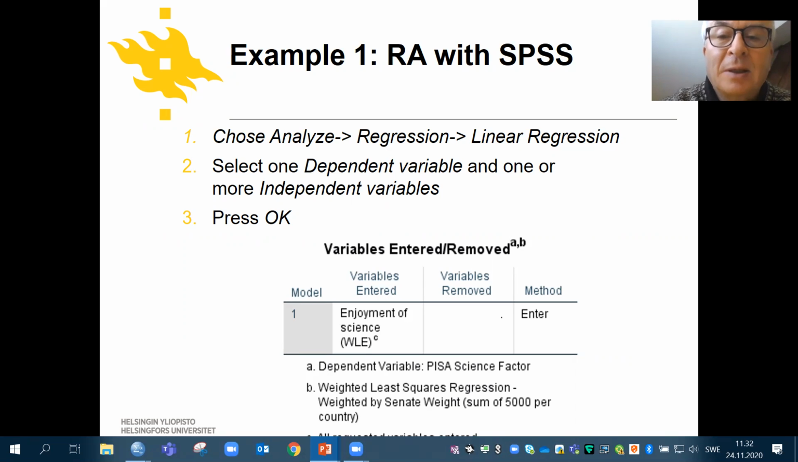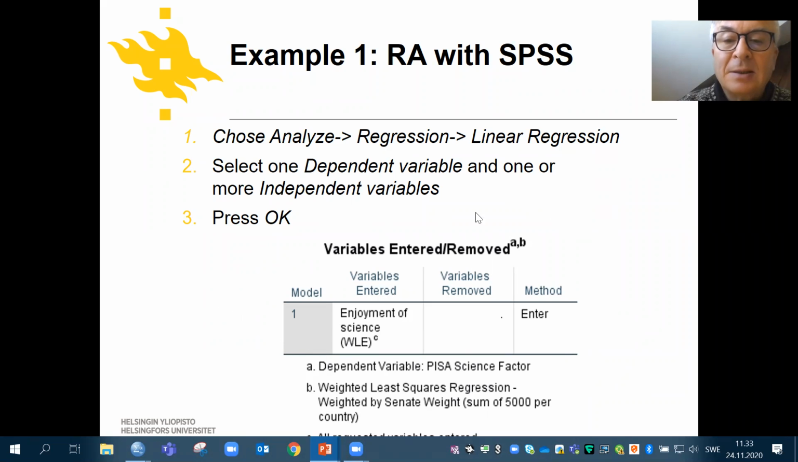And usually we start out by trying out the linear regression and then maybe make it more complicated. Then we can select one dependent variable and one or more independent variables, and you press OK. So thus far, everything looks precisely the same as with factor analysis, or especially ANOVA. You have both dependent and independent variables just as in ANOVA. The only thing is that now all the variables are continuous variables, so not categorical. And then you press OK.